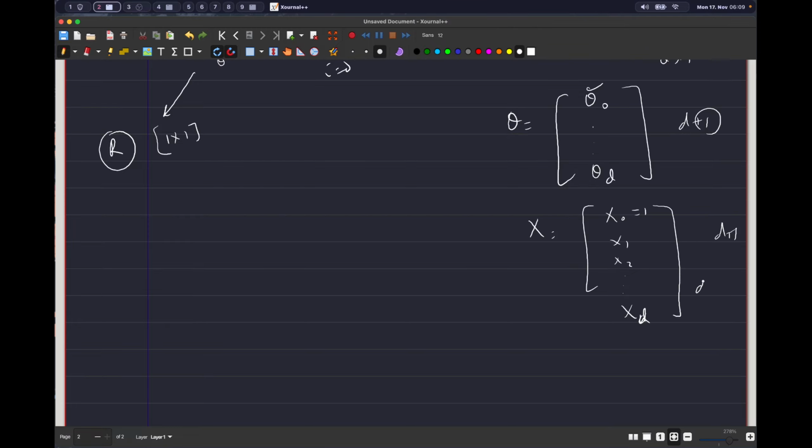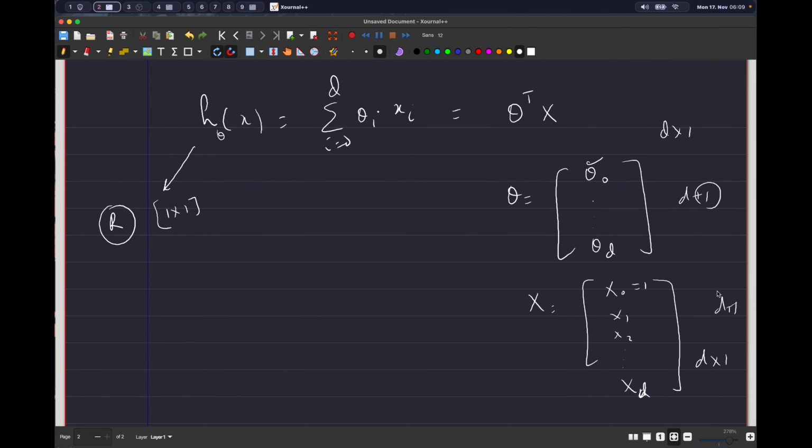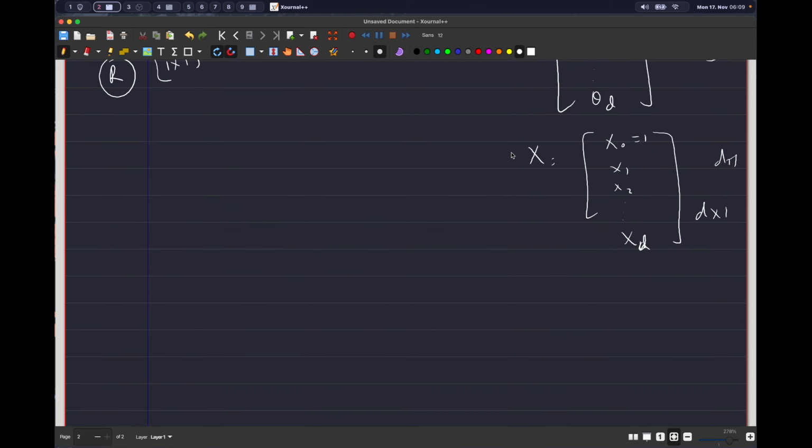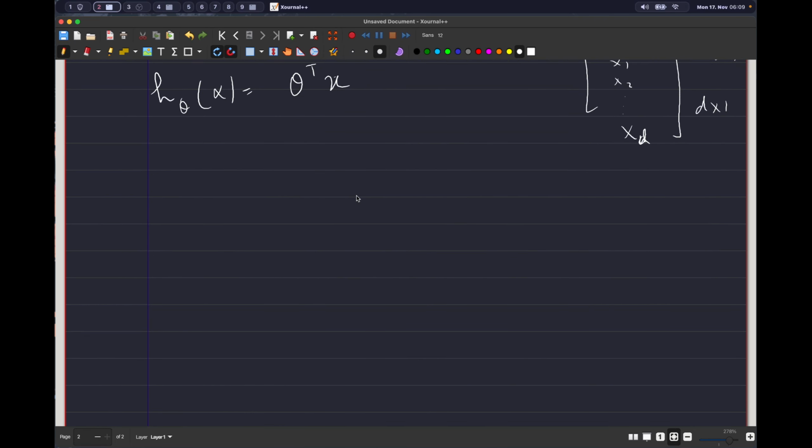So the dimension will be again d cross 1, but we want 1 by 1 dimensions for the h theta x. So if you calculate the dimensions after transpose, it will be 1 by d, and this is d by 1. So when you multiply them together, you get something of a dimension 1 by 1, right? So now you can simply write h of x as theta transpose times x. Theta transpose times x, right?